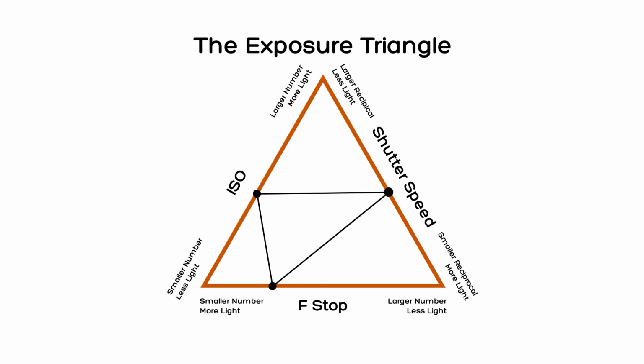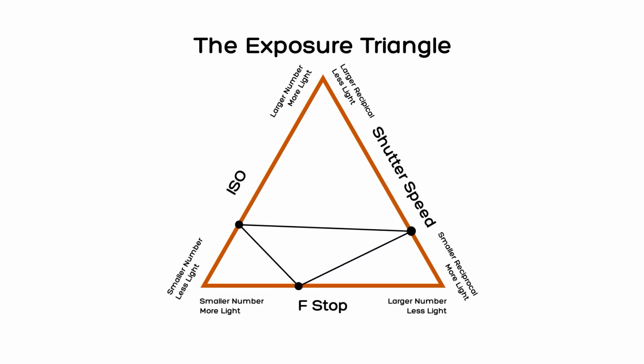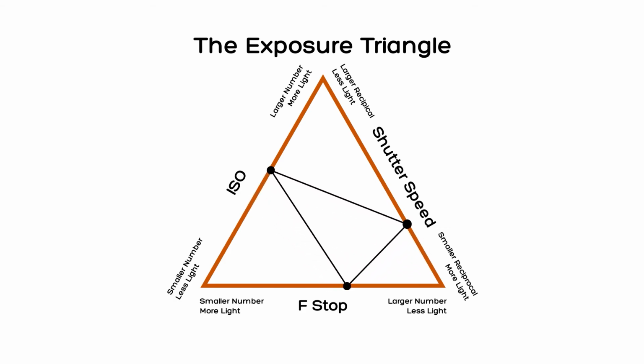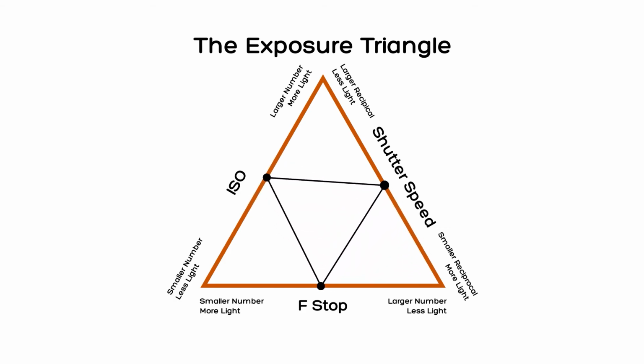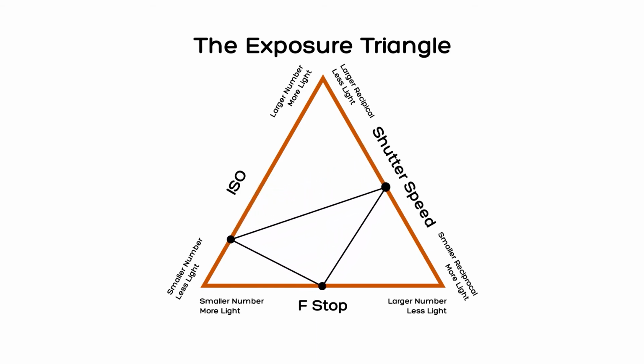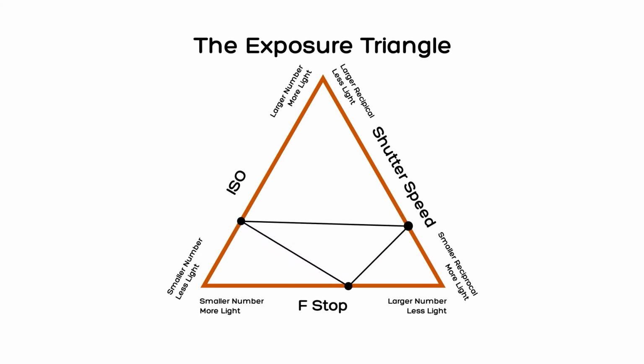Well, this may sound like a lot of information, and it really is, but the basic point here is that you are controlling the amount of light that hits your camera sensor. Now, how you do that is by those 3 components: ISO, shutter speed, and aperture.